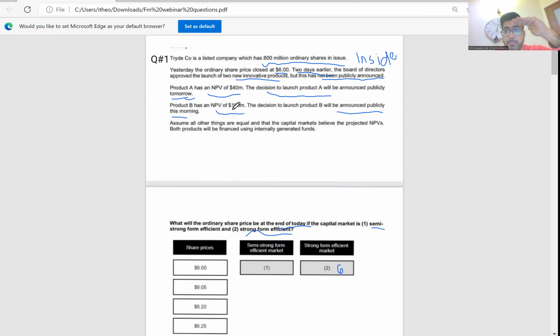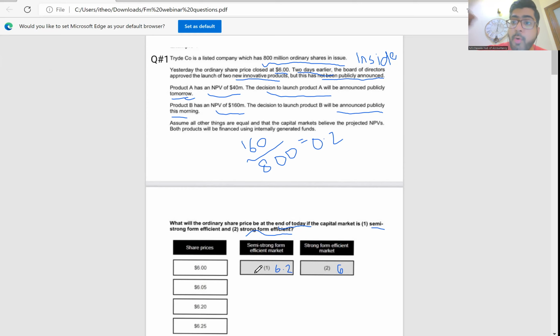So product B has an NPV of 160 million. It's insider information and the decision will be made this morning. So when this insider information comes out in semi-strong form, the share price will be affected. 160 million is the NPV and you have 800 million shares in issue. That means per share, this project B is generating 0.2. So share price will be affected this morning when you make the announcement about product B, and at the end of today, the price would increase by 0.2, so become 6.2.